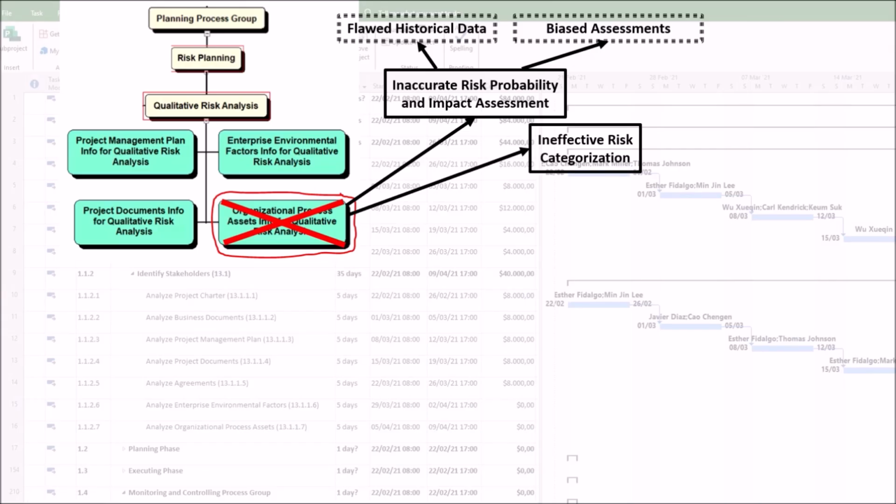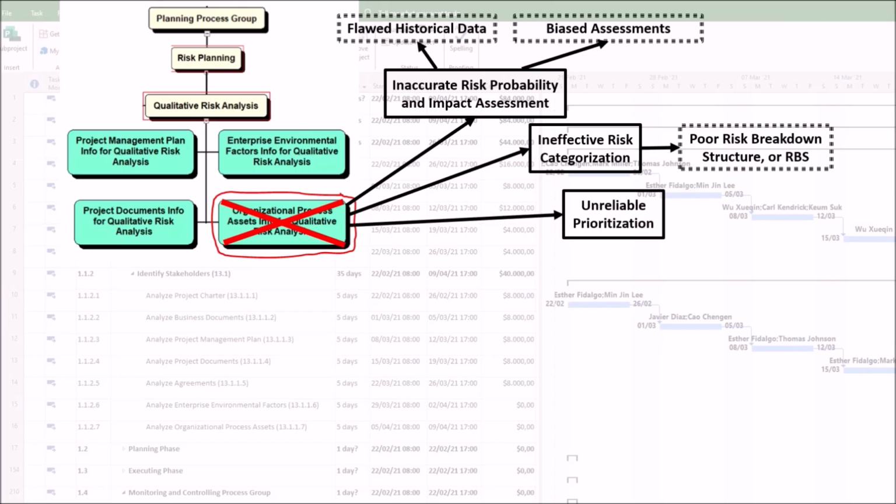2. Ineffective risk categorization. Poor risk breakdown structure, or RBS. An organizational process asset often contains a standard risk breakdown structure. A poor analysis means using an irrelevant or poorly structured RBS, causing risks to be categorized incorrectly. This hampers identifying common root causes and allocating appropriate management focus.